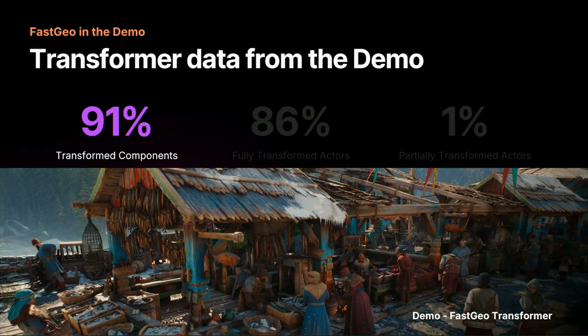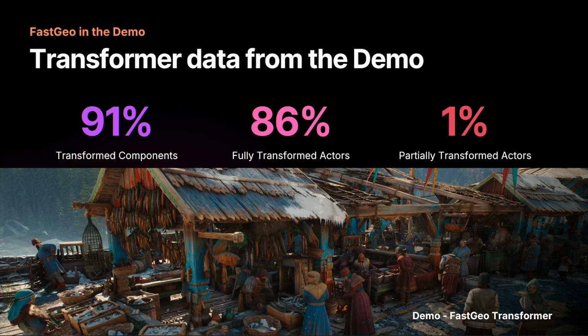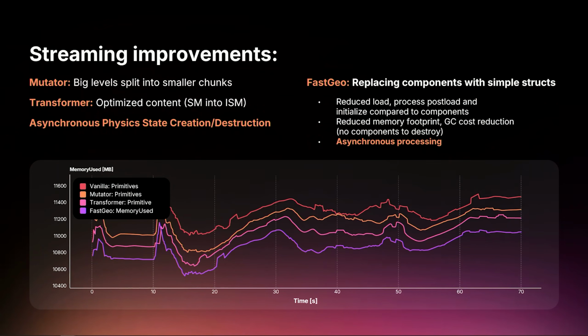We've been able to convert 91% of all components we had in our demo. 86% of actors were fully transformed, and 1% was transformed partially. When it comes to the performance, we see yet another reduction in memory. This is due to converting components and actors to very simple primitives.